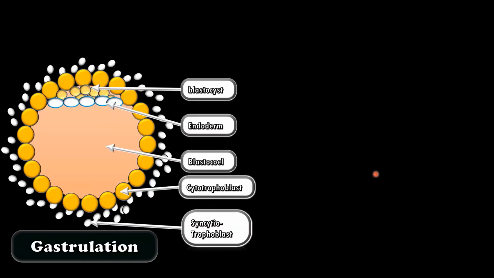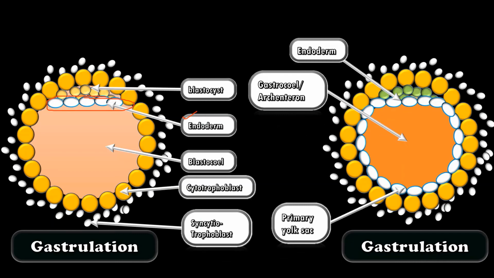The next step is gastrulation. It is a conversion of the single-layered blastula into a three-layered gastrula with gastrocele cavity. It begins on the 8th day after fertilization. The cells of the inner cell mass towards the blastocele cavity become flattened. So, this is the blastocele cavity and these cells are the ones which are becoming flattened. They start dividing downward towards the blastocele cavity. It forms the yolk sac. So students, endoderm is the first layer formed in the embryo.